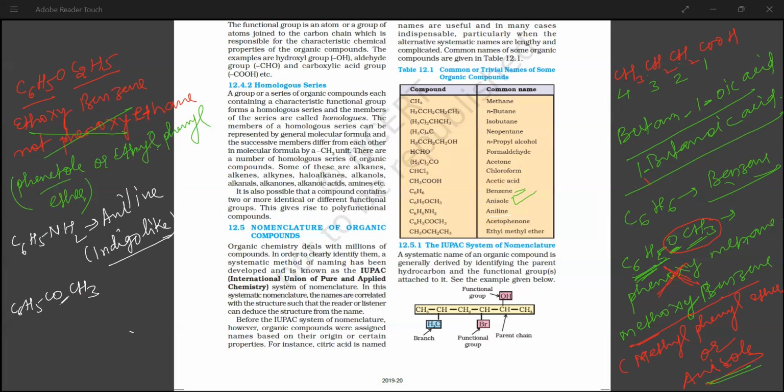Now see, if we write C6H5COCH3, what is it? This CH3CO is aceto. This is phenyl plus one, phenone. So it is acetophenone. Or we can say it is methyl phenyl ketone. Its common name will be methyl phenyl ketone. This will be the common name of acetophenone.